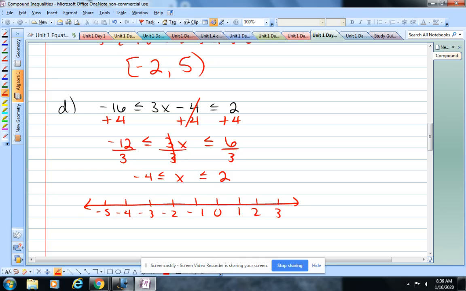Good deal. So, negative 4, does it get an open circle or a closed circle? Because that one says or equal to. What about positive 2? Because it says or equal to. And where do we shade an and? Yeah, and goes together. So, shade them in the middle. And I got to do my squiggles because it won't let me do side to side.